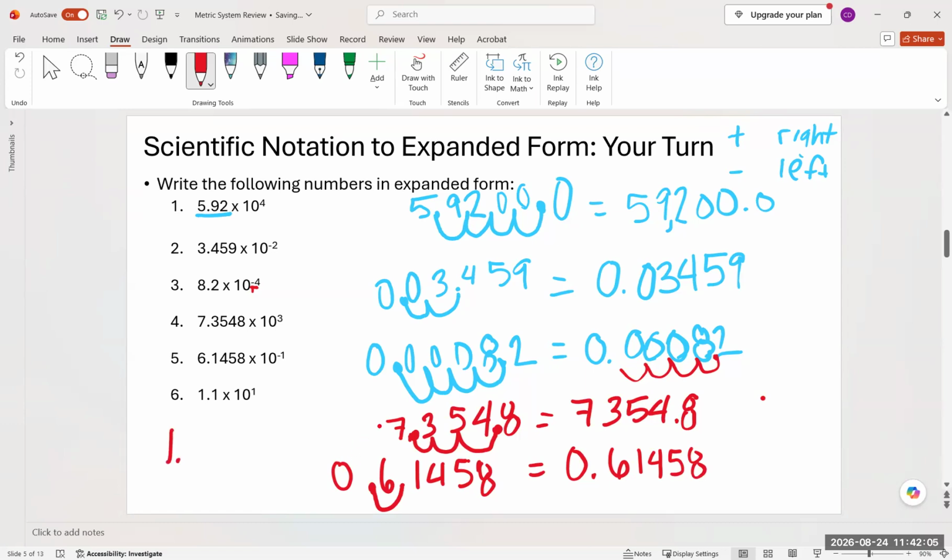All right, last one. So I'm going to rewrite my 1.1. I'm going to plant my pen on that decimal. The exponent is a positive 1, so I'm just going to move it to the right 1 spot. So that's going to equal 11.